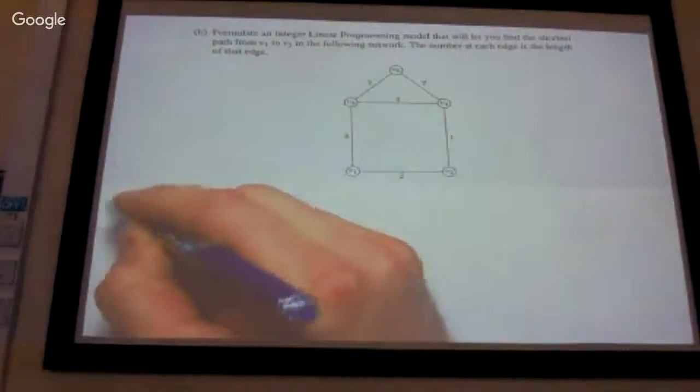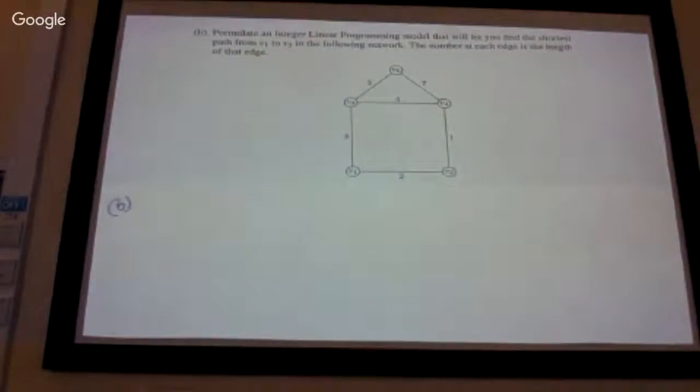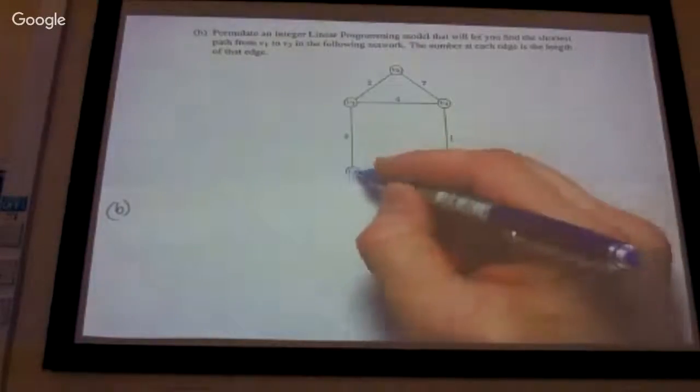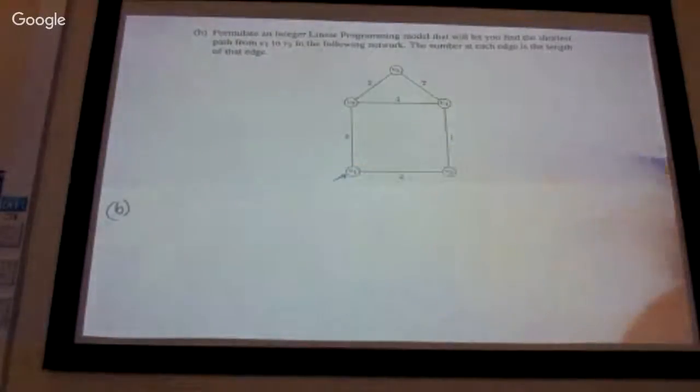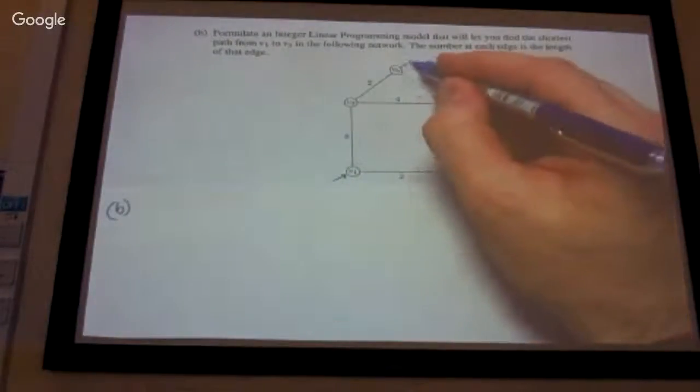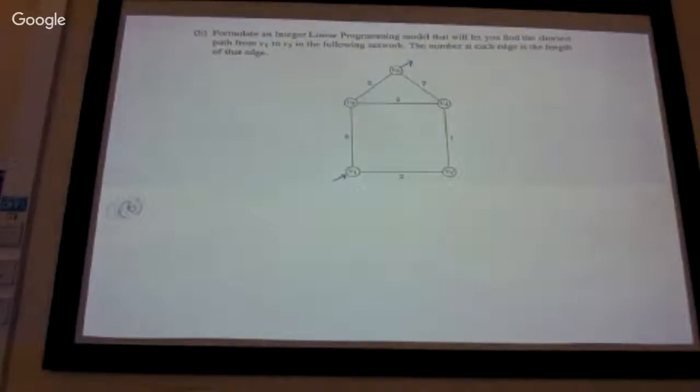Part B. Quite similar to the homework problem we had. So we want to find the shortest path from here to there, using integer programming.